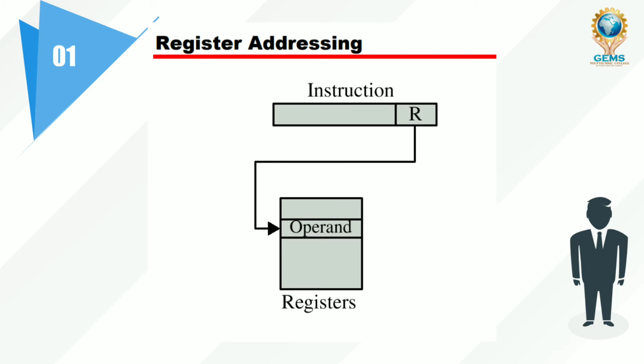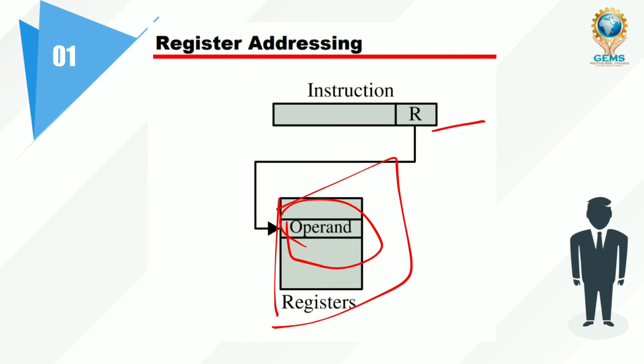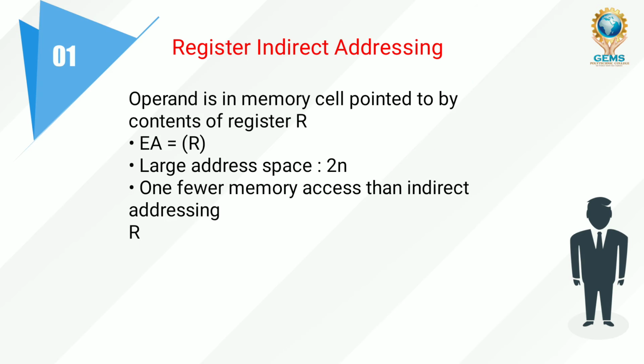So look here. This is a register actually. A register contains some space, some memory. In this memory you can store some data. Data is nothing but the operand. So where is the operand? This operand is located in the register. This is called register addressing.